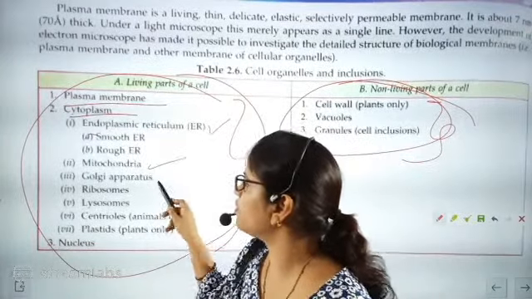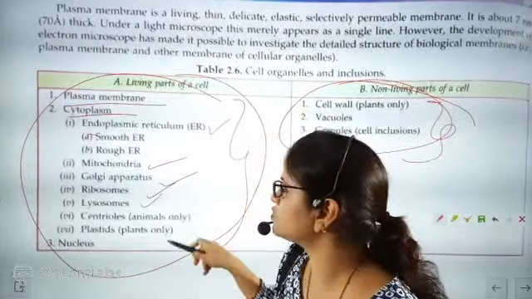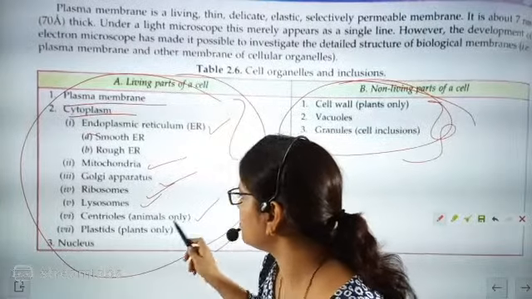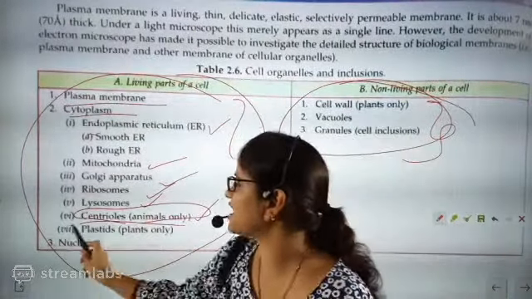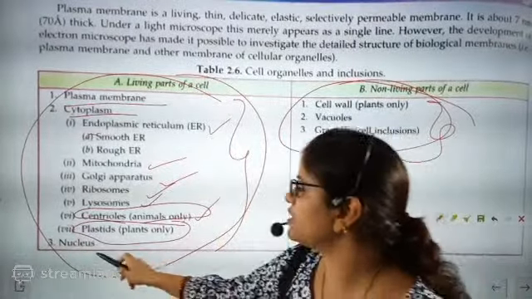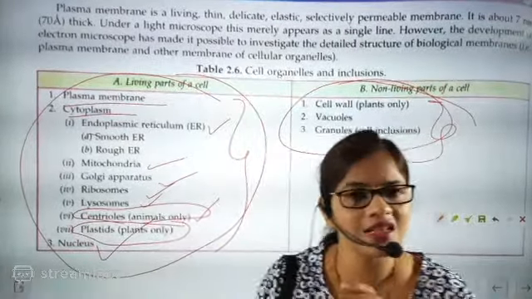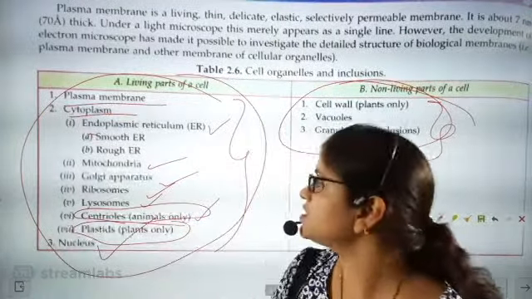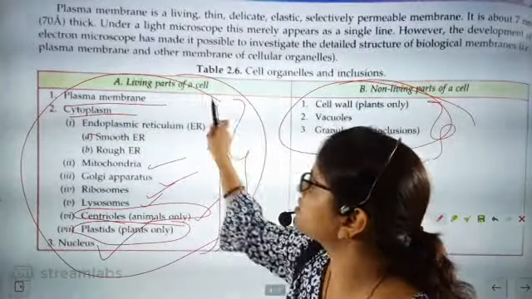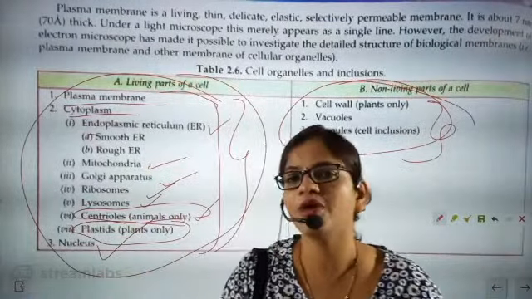Endoplasmic reticulum, both rough and smooth, is a living part of the cell. And beta, mitochondria, Golgi, ribosomes, lysosomes, centrioles, that is animal only. Centrioles are only present in animals. Plastids, which are present in plants, and the nucleus, all these are called living parts of cells. So these names should always be remembered, which are the living parts of the cells.